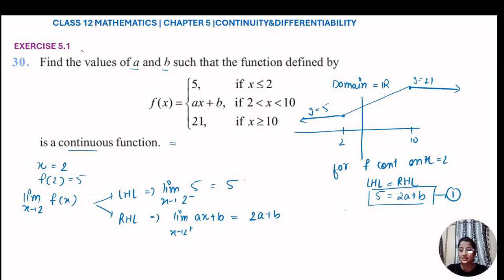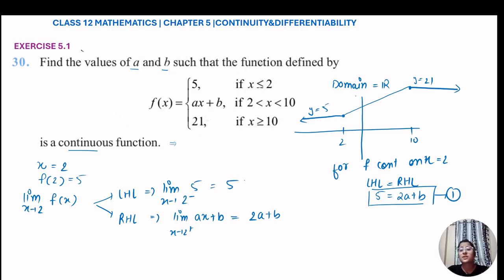So here the conditions are satisfied, so f is continuous at x equals 2. Now let's move to the other. We got one relation, right? We have two variables, and till now we have one relation. To find the values of two variables, we should have two relations, right? So let's move to another relation.